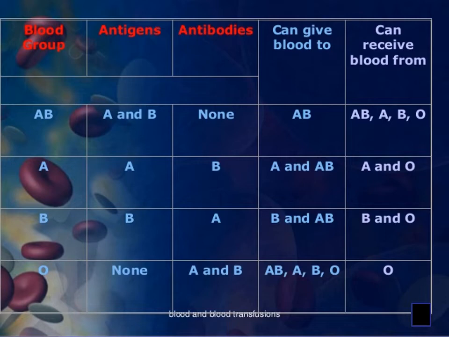O, on the other hand, can receive blood only from a person with blood group O. Hence, a person with blood group O can donate blood to a patient with any other blood group. Hence, blood group O is called the universal donor.